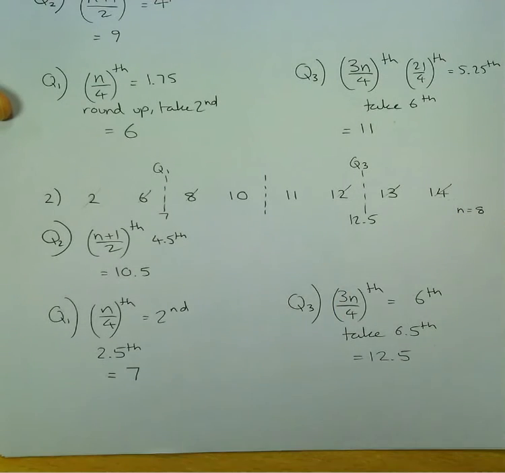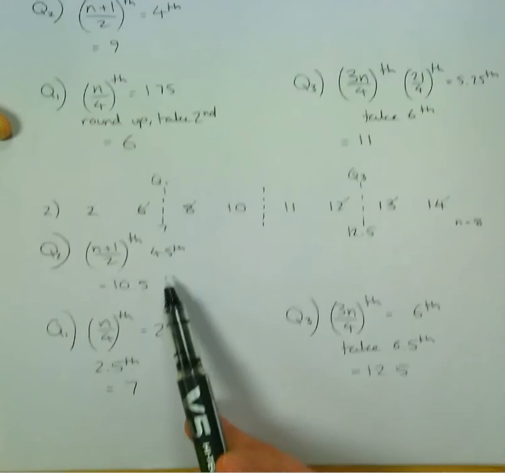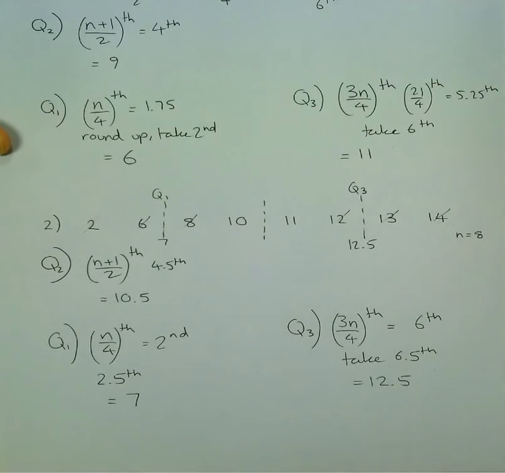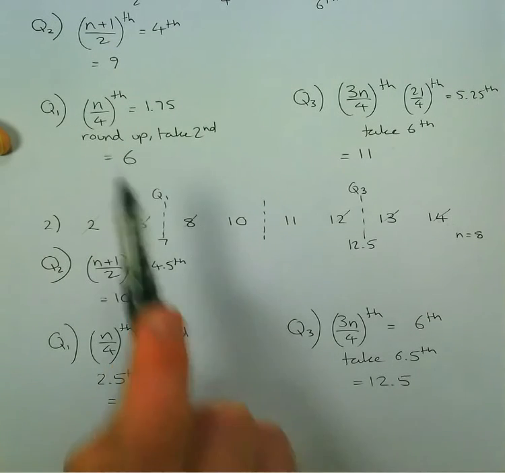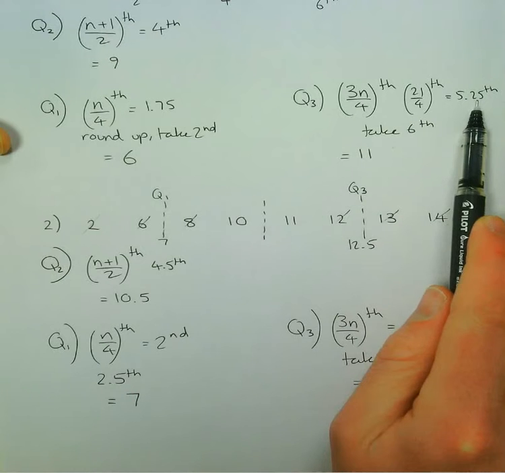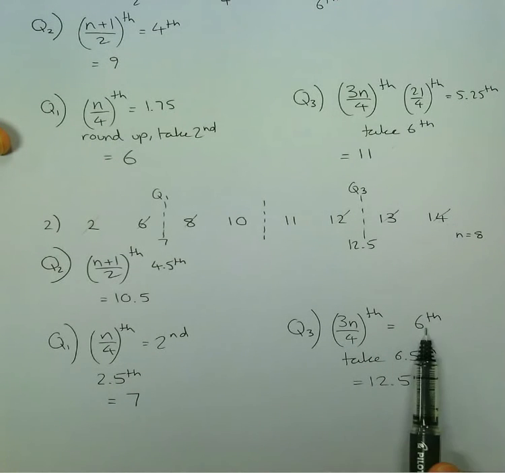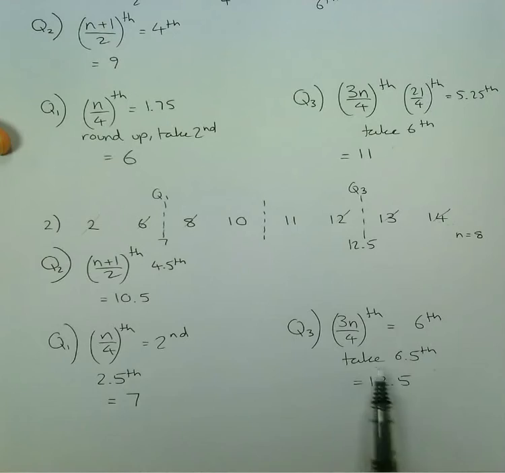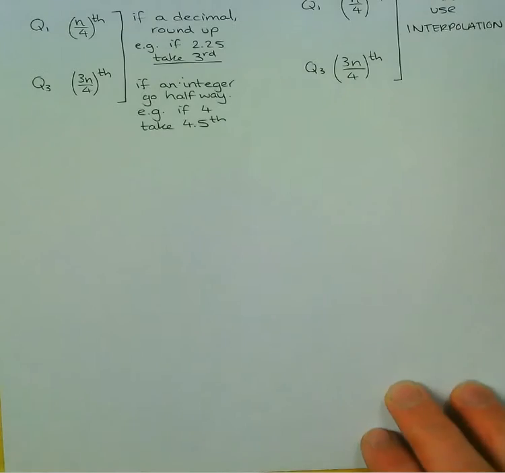So to sum it up then, the median, you never round it. If you're given the 4.5 or you're given the 4th, you take those values. It's only the quartiles where you have to do something slightly strange. So if it's a decimal, you round up. It doesn't matter what the decimal is, you always round up. And if you've got an integer value, like here and here, you go halfway. So to sum that up, I've written a little summary sheet. Here it is.